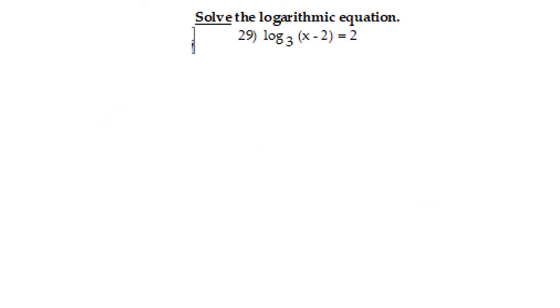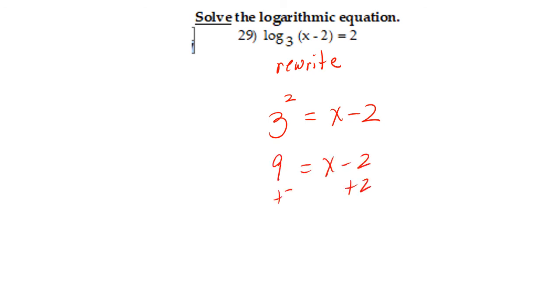Now here I want to solve this log equation. If you rewrite this in exponent form, the base is 3, the exponent's 2, and that's equal to x minus 2. Many people prefer it rewritten in this base and exponent form to look at it. Now we see that 3 squared is 9, and I simply add the 2 to both sides. x is equal to 11.